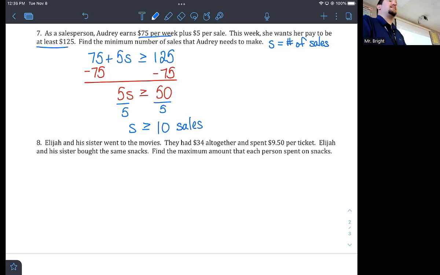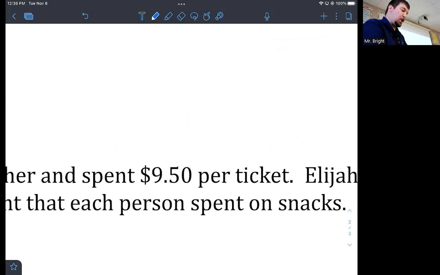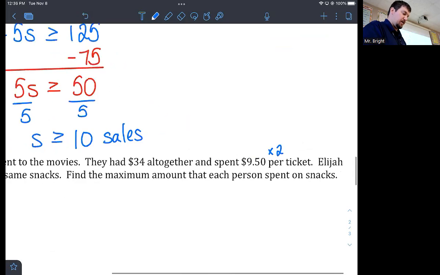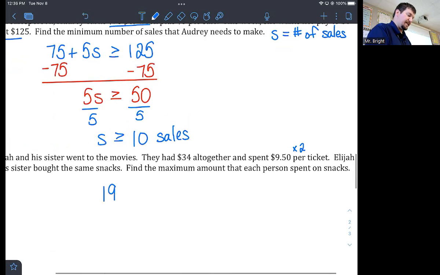So the first thing they did when they got there was what? Get the tickets. And how much money did they spend on tickets, assuming they bought 2 of them? Kara? Not $34. That's how much money they had. But how much of that money did they spend on tickets? Per ticket. They bought 2 of them. Gavin? $19. That's what 9.5 times 2 is. So they spent $19 on tickets. We get that? Okay, $19 on tickets.